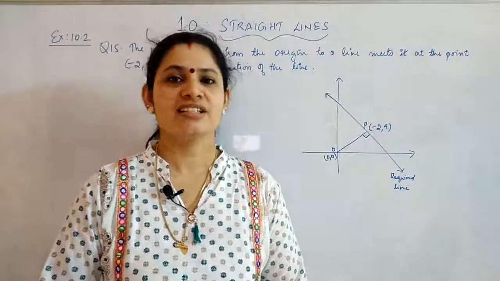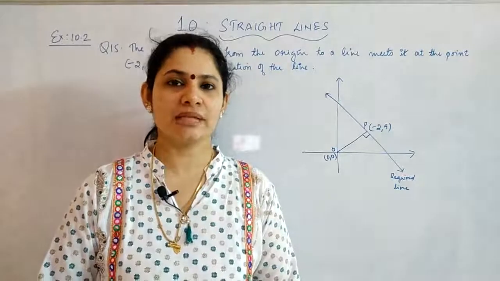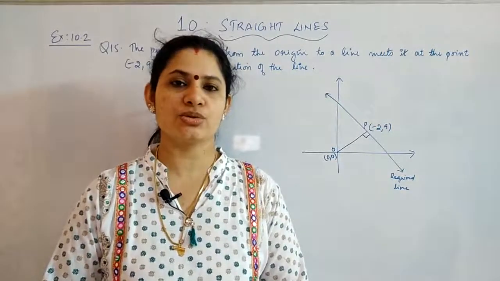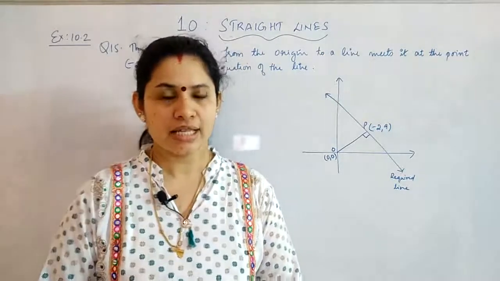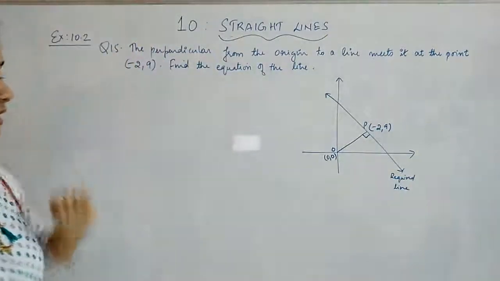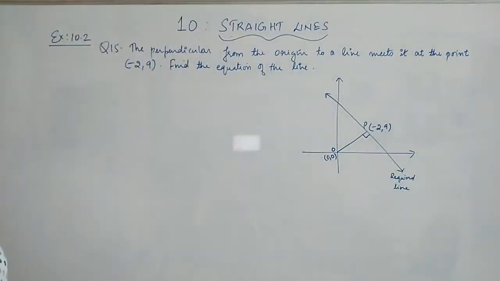Hello everyone. Today we will be discussing the remaining problems of exercise 10.2 of chapter number 10, straight lines. The 15th question from where we are starting is, the perpendicular from the origin to a line meets it at the point -2, 9. Find the equation of the line.